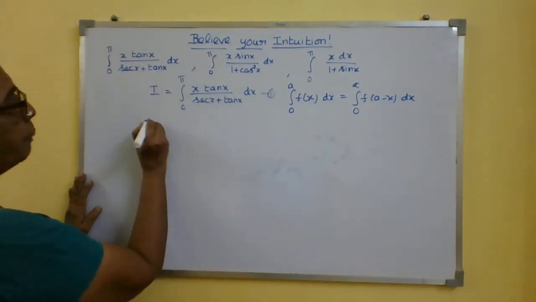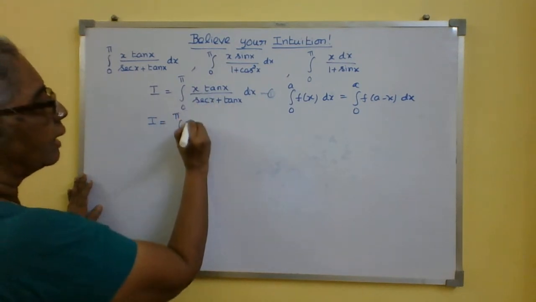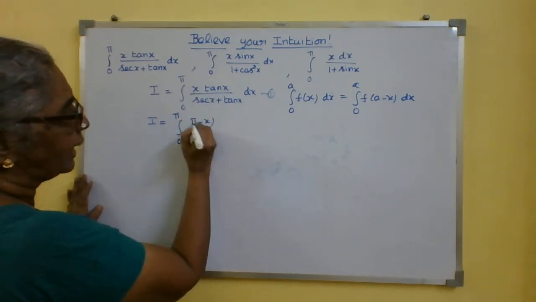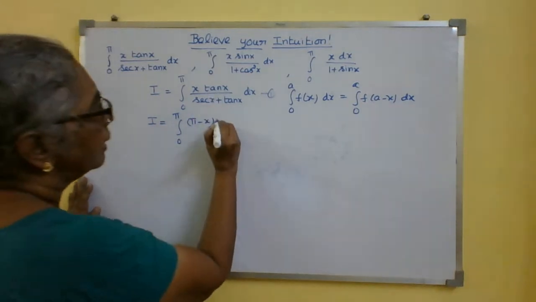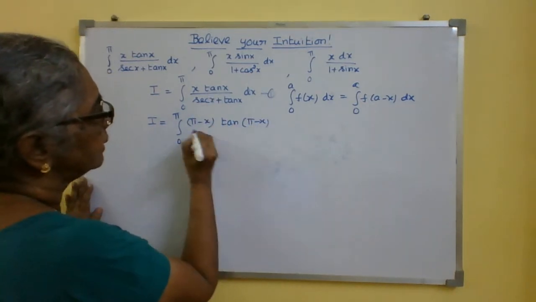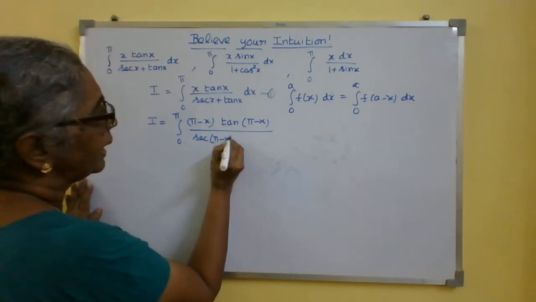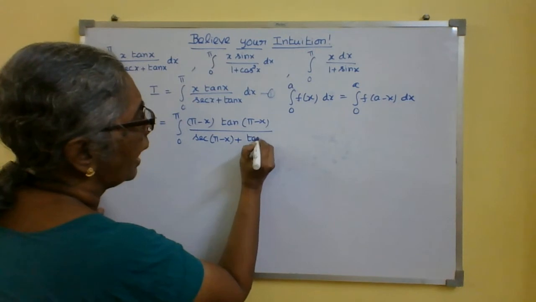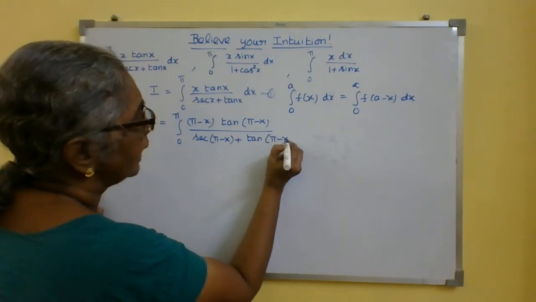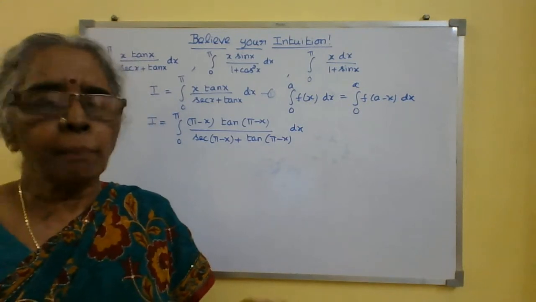Now using that property I will be getting I is equal to integral 0 to pi. In the place of x you put a minus x, that is pi minus x. Then here tan of pi minus x by, come to the denominator, secant of pi minus x plus tan of pi minus x dx. So wherever x is there, I have substituted pi minus x.